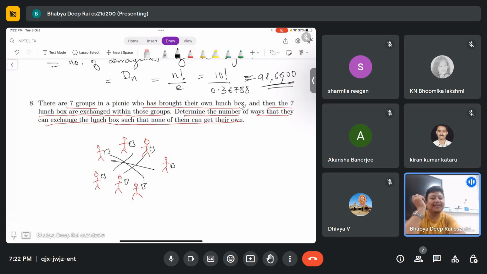I mean, you don't need to calculate the exact answer. Just tell me what this stands for, what this denotes.